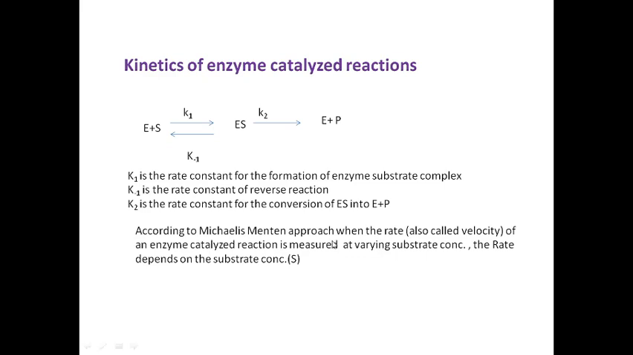What he said, according to this approach, is that when the rate of a reaction, also called the velocity of the reaction, is measured at varying substrate concentration, the rate depends upon the substrate concentration. He said that the rate of the reaction depends upon what? Depends upon the substrate concentration, like how much substrate is added into the reaction. Rate depends upon this substrate concentration.